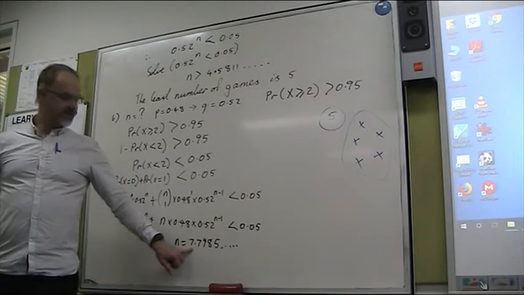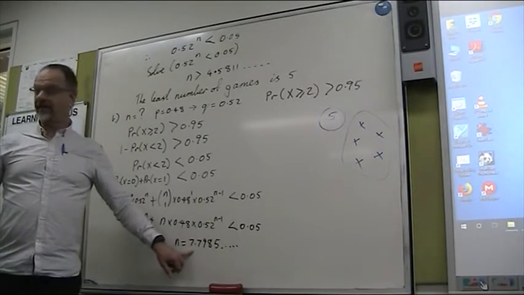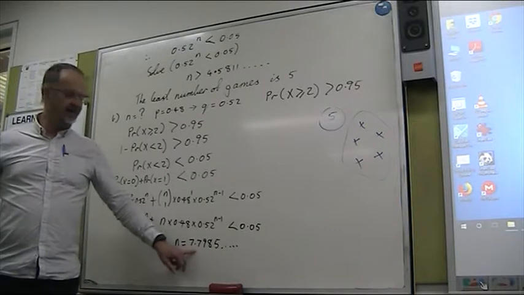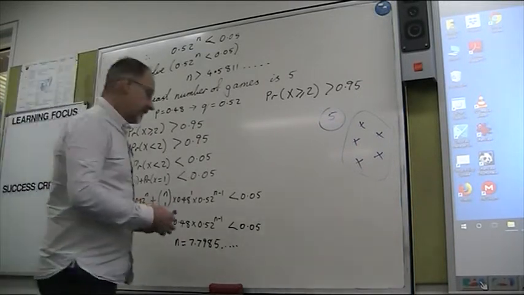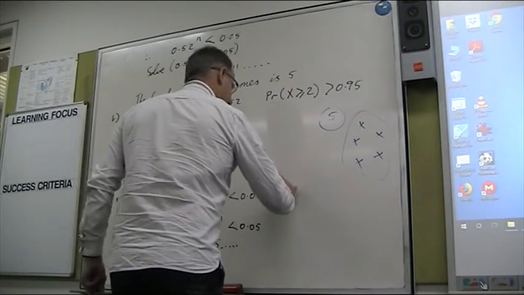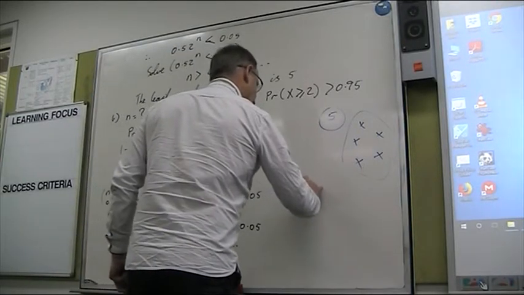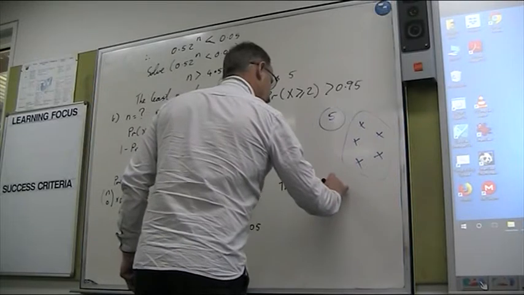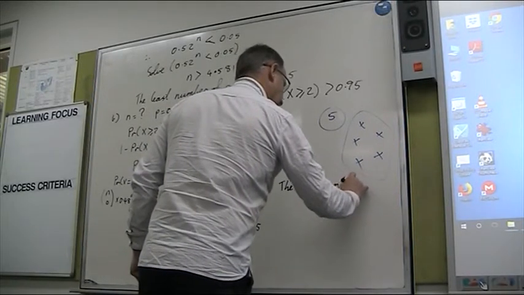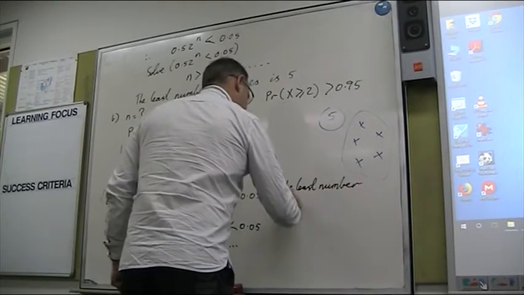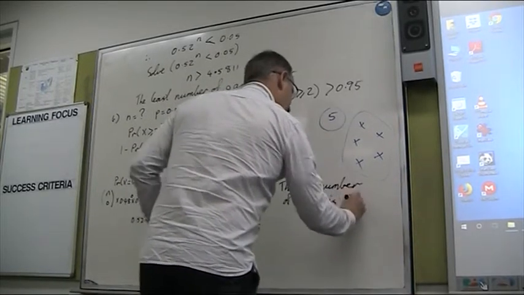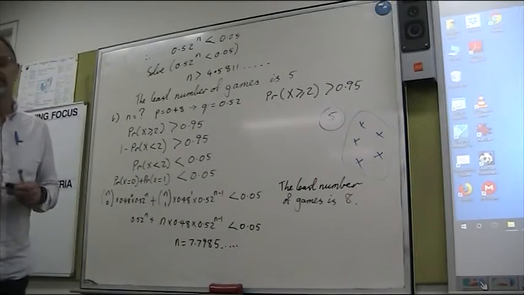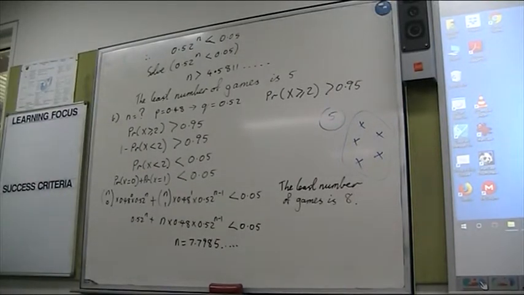But what do we have to remember? 8, yeah. Because you either have a win or you don't have a win. You can't have part of a win. Alright, so the least number of games is 8. Now you've got to play at least 8.